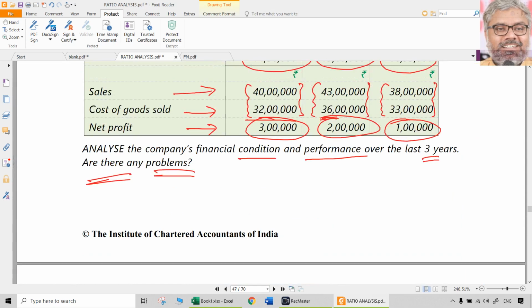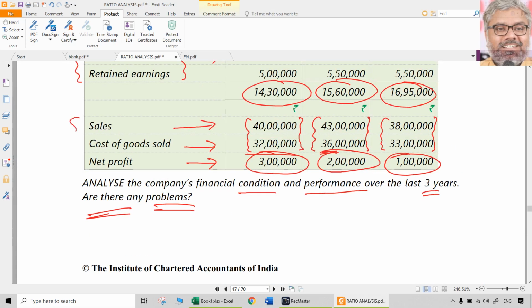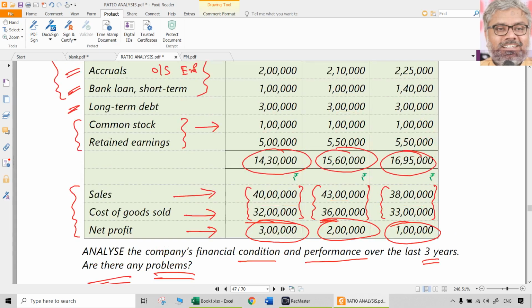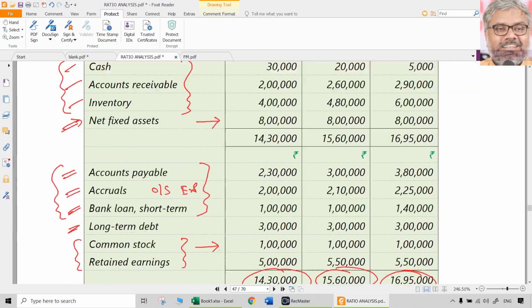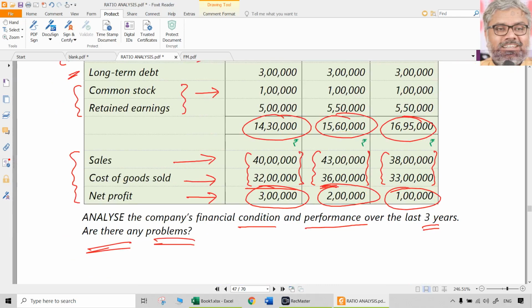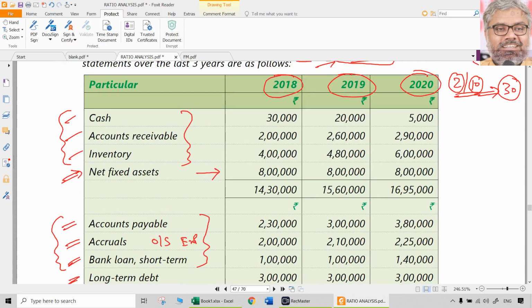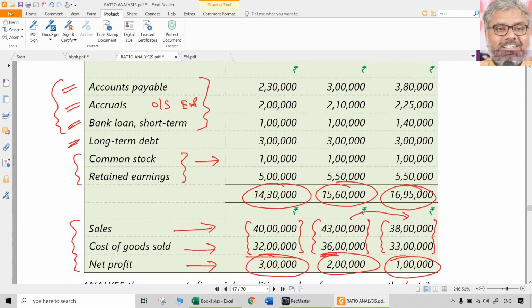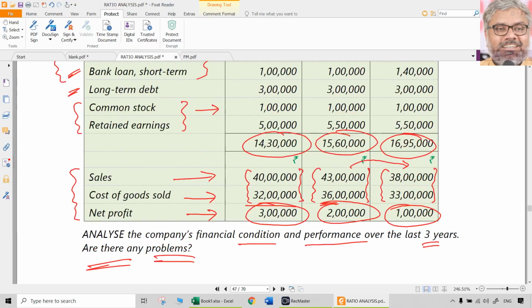Otherwise, no need to go, because we don't have much of details here. Why this happened, what happened, whether purchase cost increased, we don't know any of that. But one thing definitely which is visible, the bad thing, is that sales have declined a lot. Sales declined a lot from 19 to 20. That is not a good thing at all. That is clear. Other than that, we cannot comment only by looking at these things.